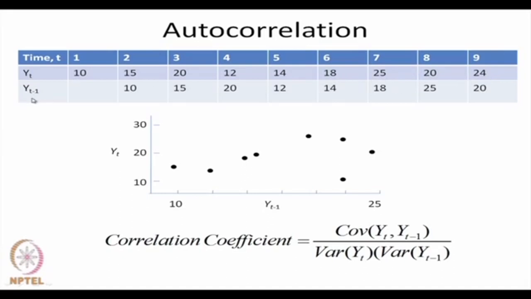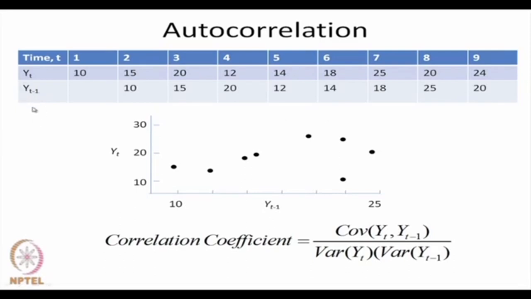What we do, we take one period lag y values, we call it y t minus 1. That means, at time 2, we take y 1, 2 minus 1 is 1, what was y 1 was 10. So, y t minus 1 is 10, we write it here. At t equal to 3, we take the value of y 2, that was 15. So, we write 15 here, 20 is written here, 12 is written here, like that, 14 here, 18 here, 25 here and 20 here. Now, this is one time series y and this is another time series, which is basically a lagged variable by one period lag.